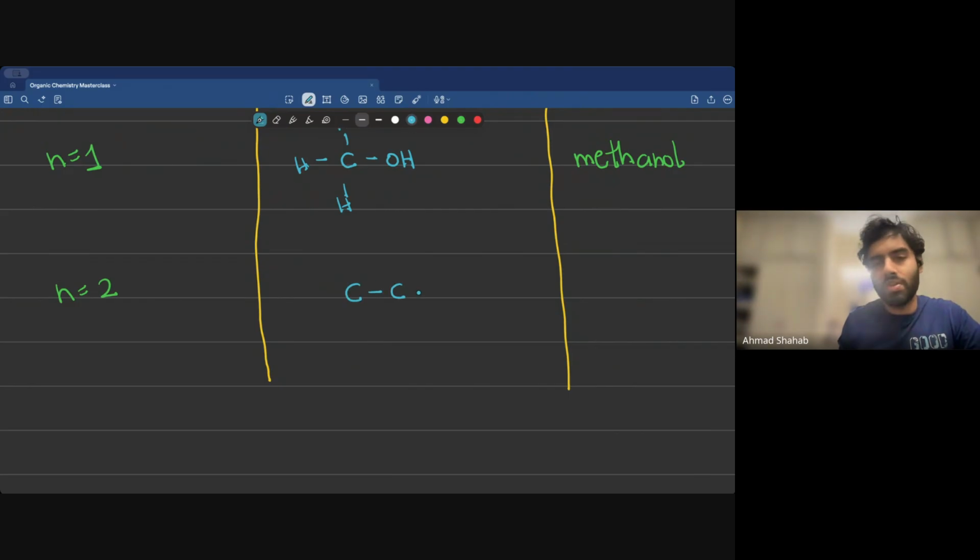We have one carbon, a second carbon. This carbon is bonded with OH. This essentially is the functional group. Without this it is not an alcohol. And then for the rest of it, we add hydrogens to fill the rest of the bonds.